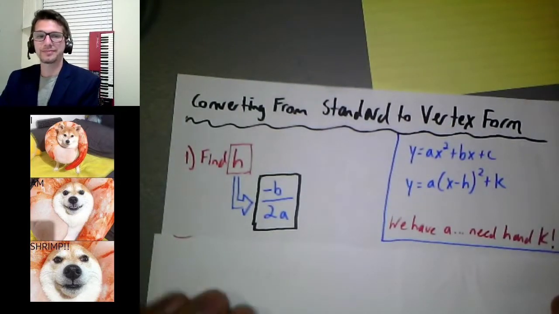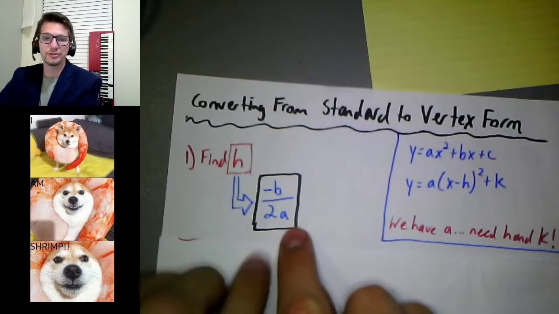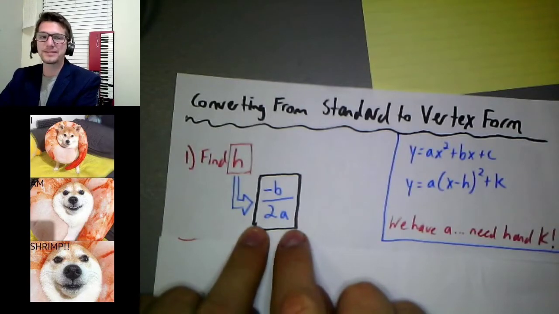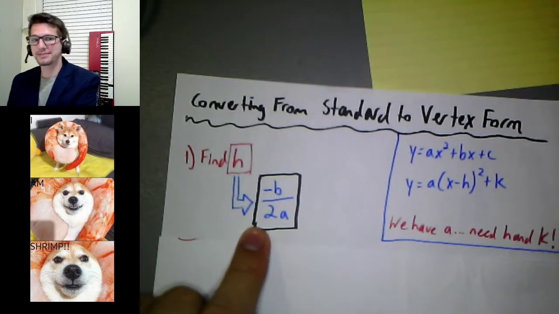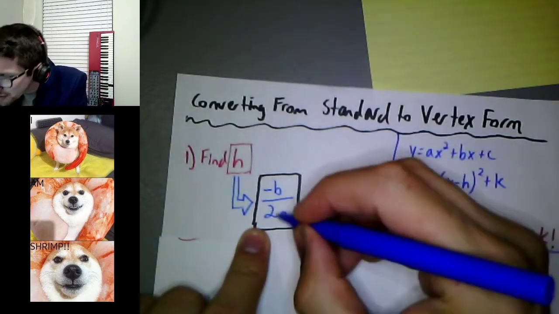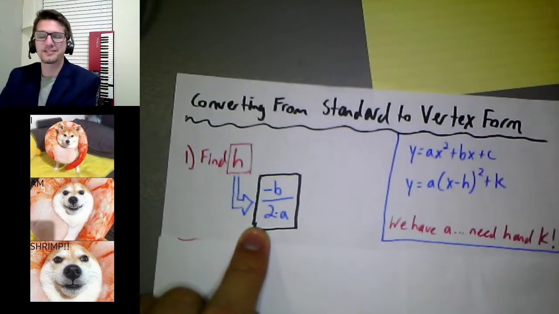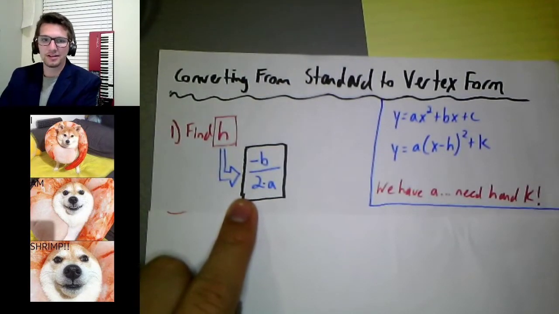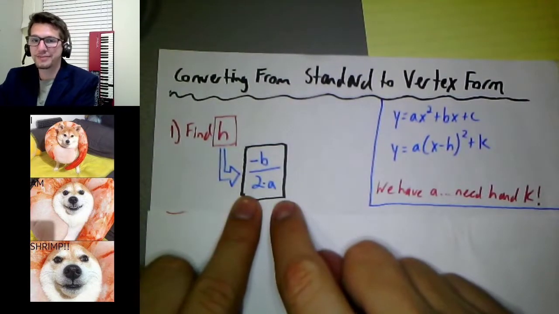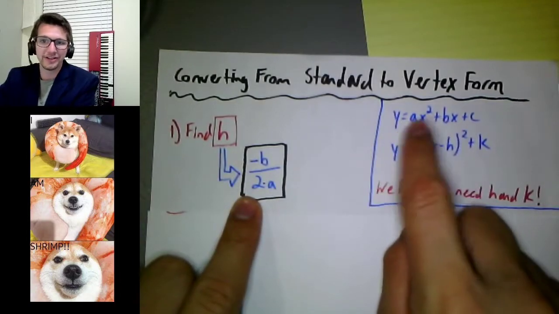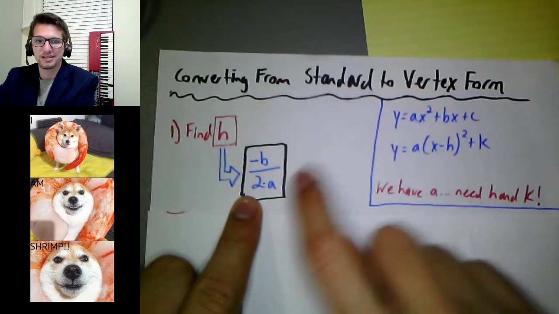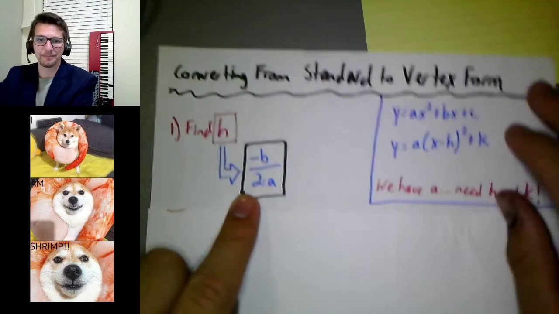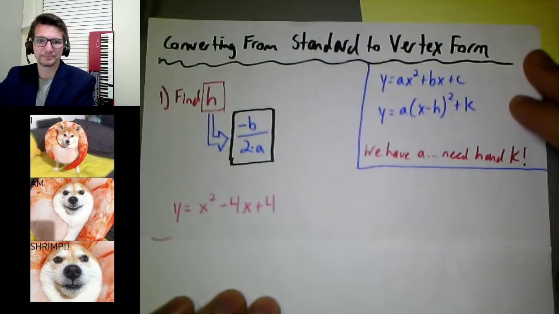Step one, to find h, you use this magical little equation: the opposite of b over 2 times a. I'm going to write a times just to clarify that. Opposite of b over 2 times a. If you take the opposite of b over 2 times a, using your b and your a from your standard equation, it's going to give you your h value from vertex form. Let me show you what I mean.